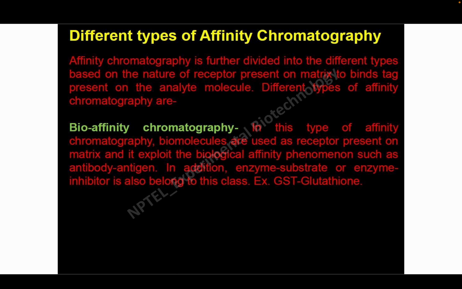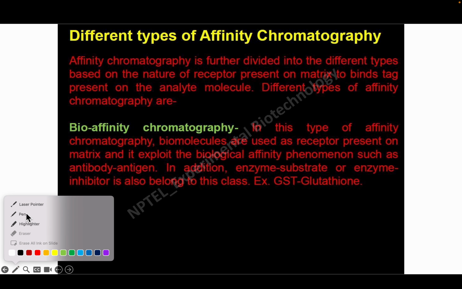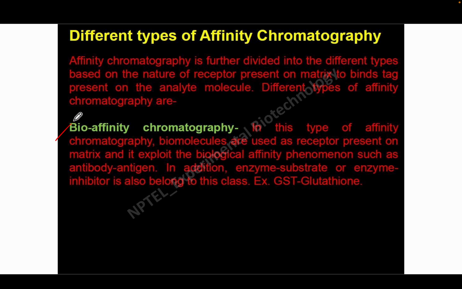So one is bioaffinity chromatography. In this type of affinity chromatography, biomolecules are used as receptor present on the matrix, and it exploits biological affinity phenomena such as antibody-antigen. In addition, an enzyme-substrate or enzyme-inhibitor pair also belongs to this class, for example GST-glutathione. So whatever receptor you have, that is a biomolecule. It can be an antibody or an antigen. So an example of bioaffinity chromatography is GST-glutathione.